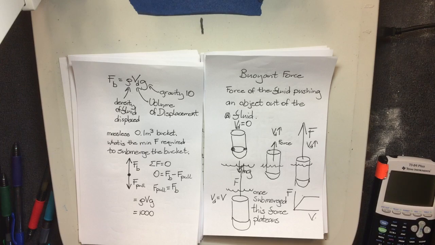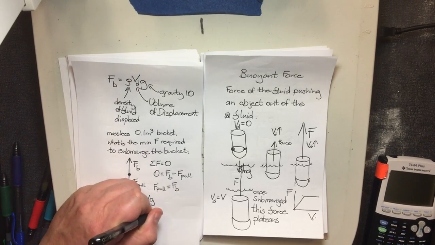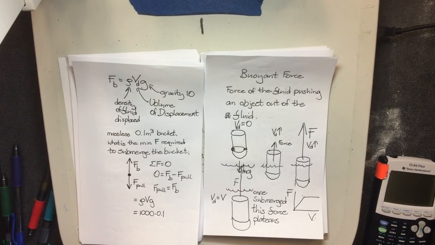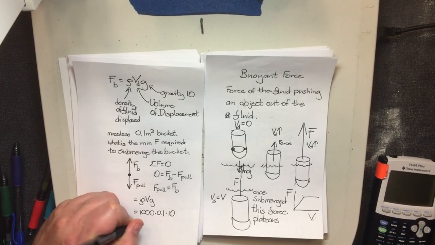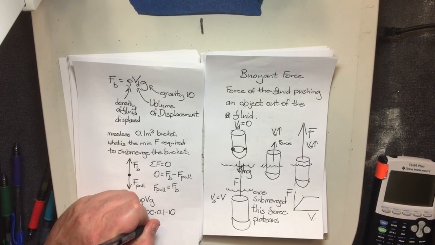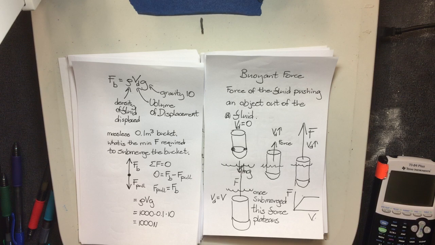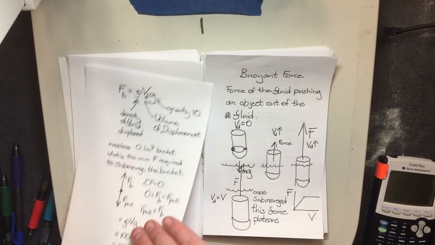V is the volume being displaced, or 0.1. G is gravity, or 10. So we have to pull with 1,000 newtons of force down to get this bucket completely underwater. If we use less than 1,000, it won't sink. If we use more than 1,000, it will. If we use exactly 1,000, we can easily enter it into the pool.